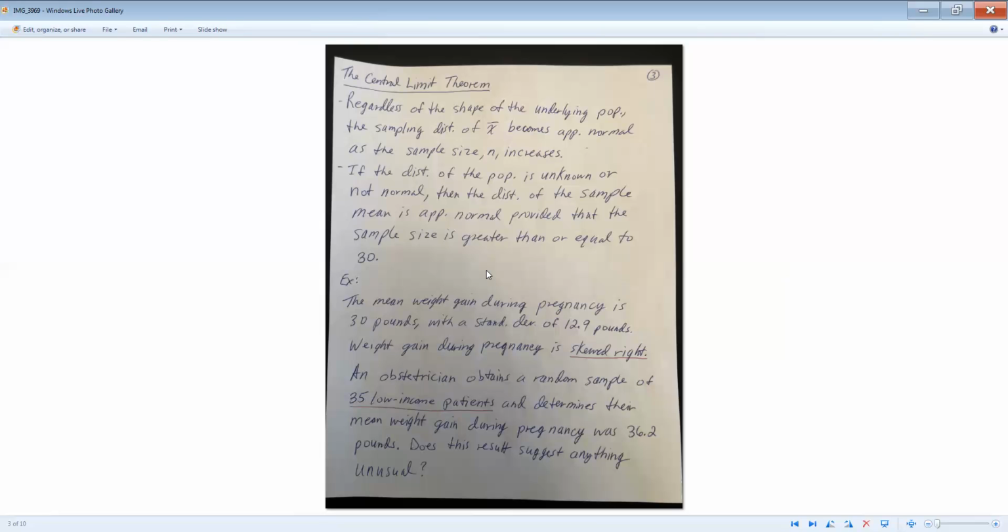So let's look at this next example. The mean weight gain during pregnancy is 30 pounds with a standard deviation of 12.9 pounds. Weight gain during pregnancy is skewed right, so it's not normally distributed. An obstetrician obtains a random sample of 35 low-income patients and determines that their mean weight gain during the pregnancy is 36.2 pounds. Does this result suggest anything unusual?